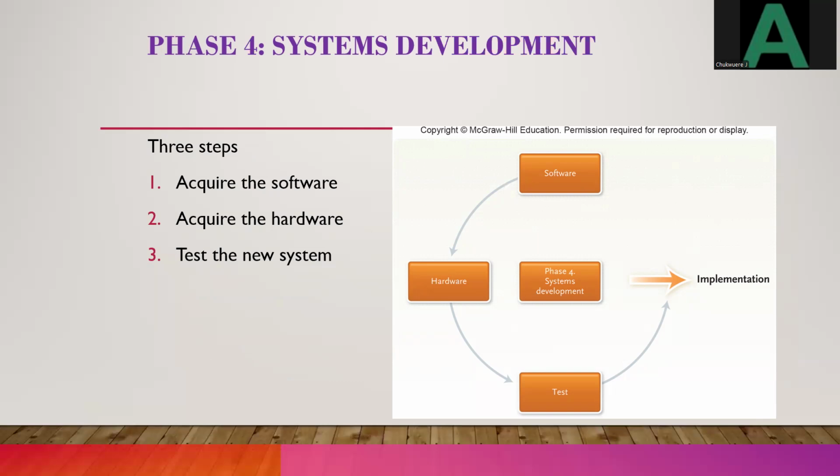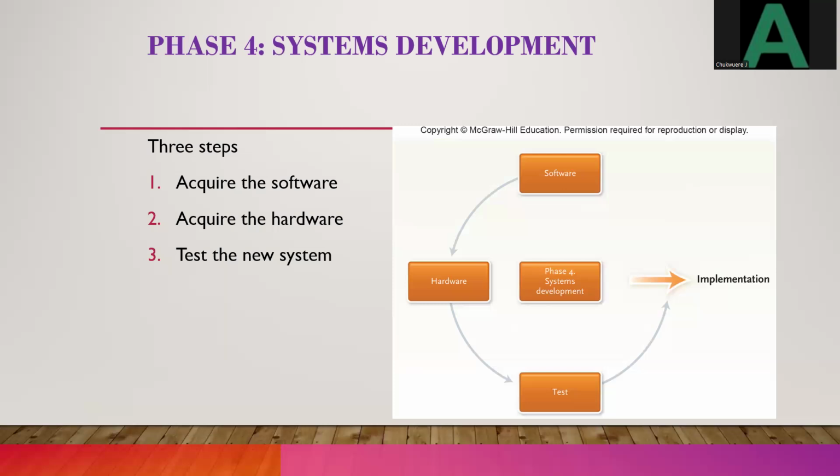So now under system development, we have three steps, right? Acquire the software, acquire the hardware, test the system. Now you remember we said we're going to buy. When you buy the software, you also need to buy the hardware that will match the software, or the hardware and the software come together as a package. Whether you buy hardware and software separately, or you buy it as a complete set, you need to test it. Is it compatible? Is it going to be compatible with the existing system?